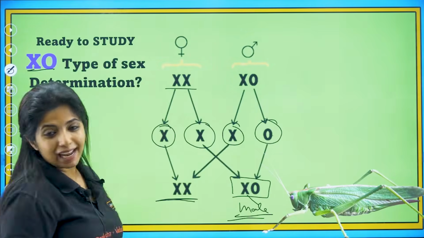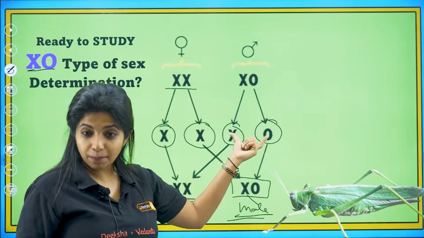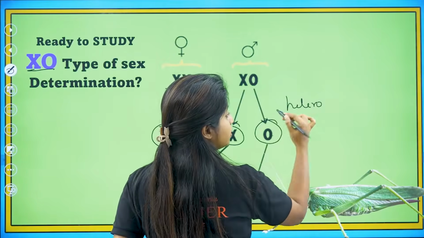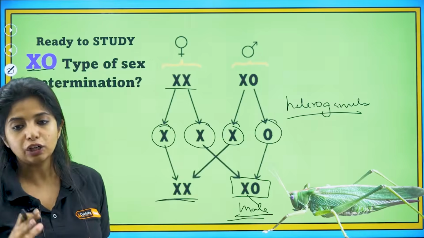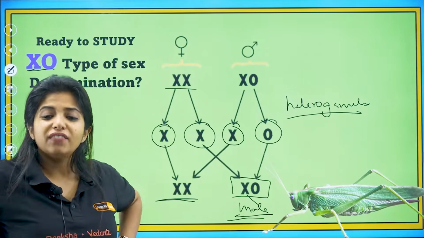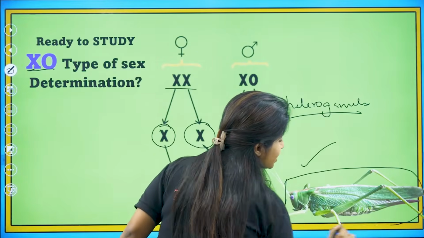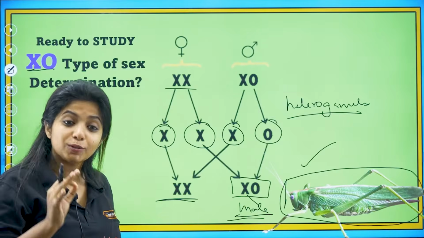XO turns out to be male. This type of sex determination, where the males produce two different types of gametes, is known as male heterogamety. Hetero as in different gametes. This is male heterogamety shown in XO type of sex determination. Where do you see it? In insects. For example, grasshopper is one such example. XO type of sex determination is found in grasshopper.